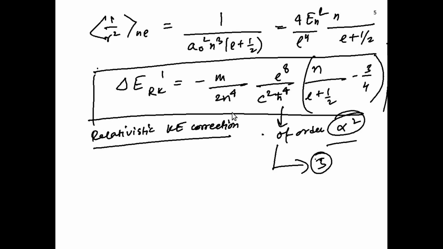This is the first correction, the relativistic kinetic energy correction. Notice that it is an order alpha square correction, and this tells you how much the energies of the hydrogen atom will shift because of this relativistic correction.